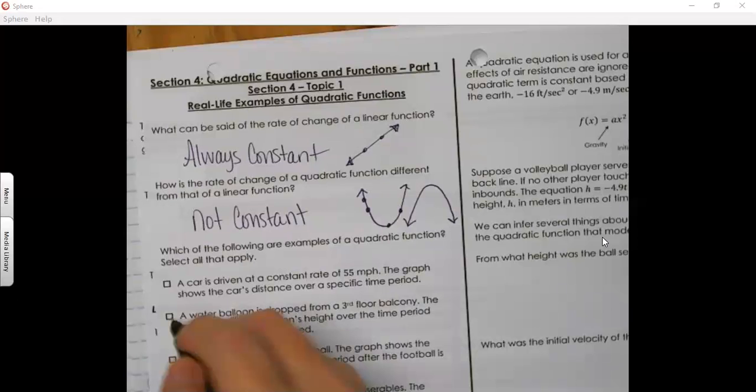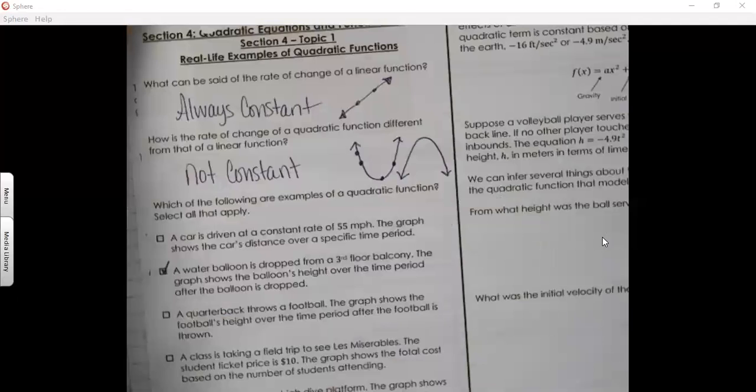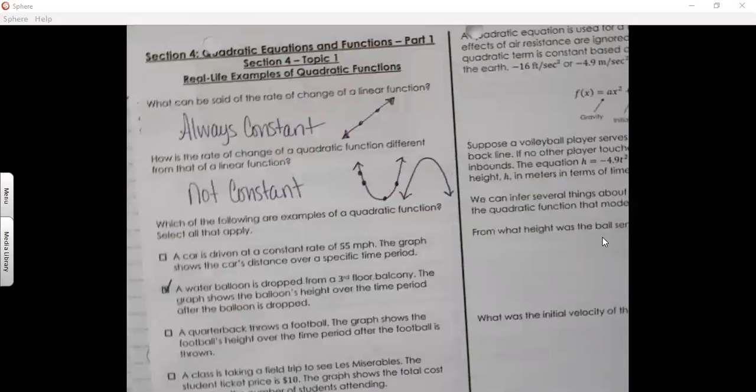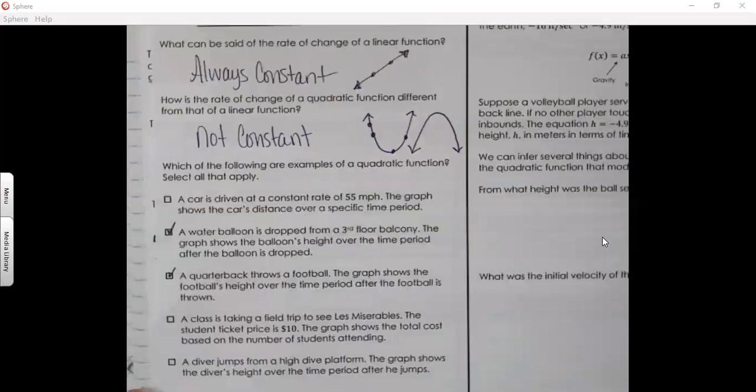A quarterback throws a football. The graph shows the football's height over the time period after the football is thrown. Again, that's not going to travel at a constant rate of speed the whole time, right? A class is taking a field trip to see Les Miserables.